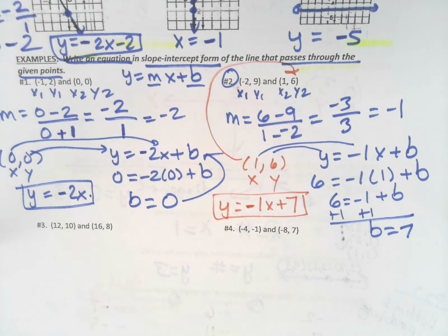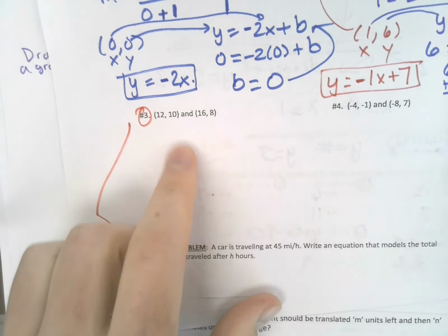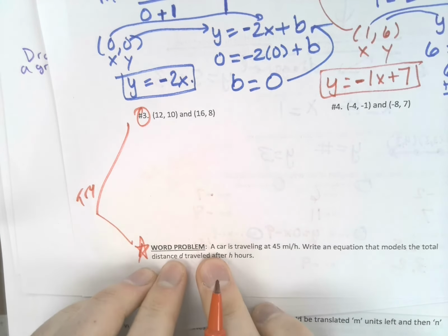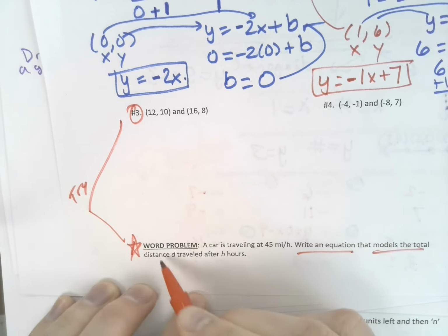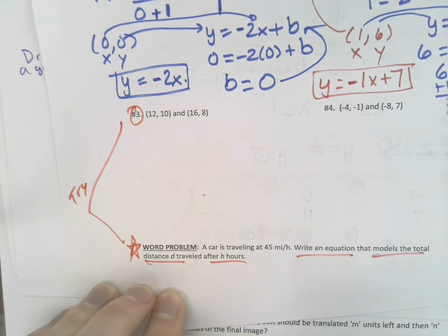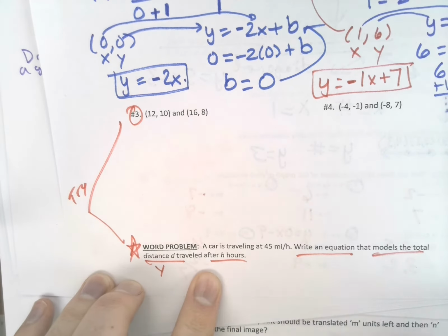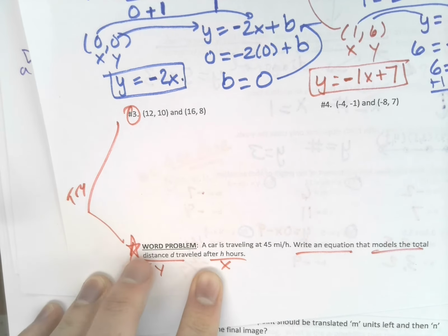The good thing is this is only a 2-sentence word problem. So I'm going to let you guys try this number 3 here, our word problem, where you're going to write an equation that models the total distance traveled after h hours. By the way, d, distance, that's going to be your y. H, hours. What do we say about time? Time is always our x.